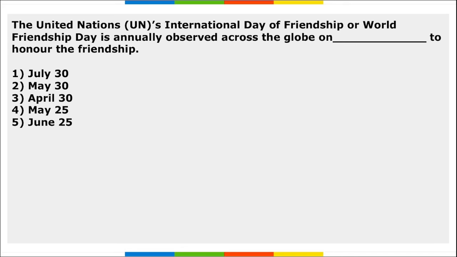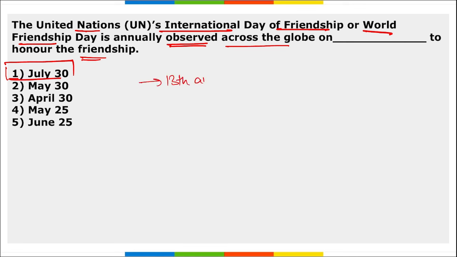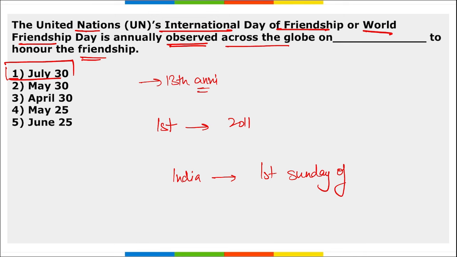Let's start. First is UN International Day of Friendship or World Friendship Day, annually observed across the globe on 30th of July to honor friendships, right? And this year it was the 13th anniversary of International Friendship Day. For the first time, International Friendship Day was observed in the year 2011. And in India, Friendship Day is celebrated on the first Sunday of August month, right?